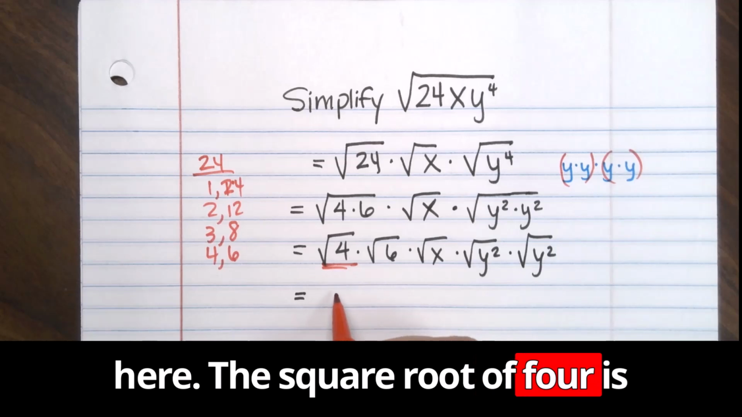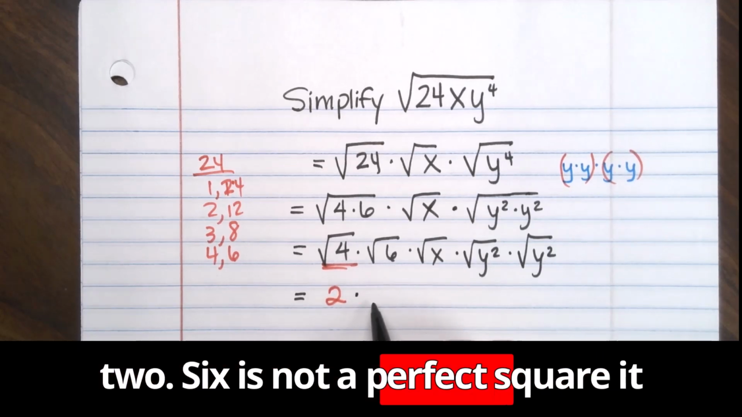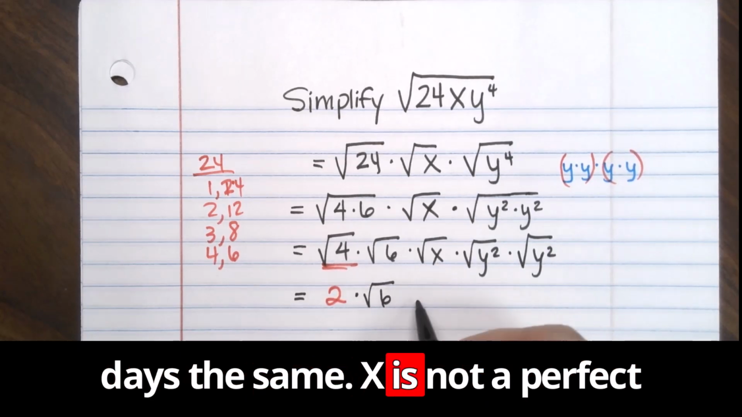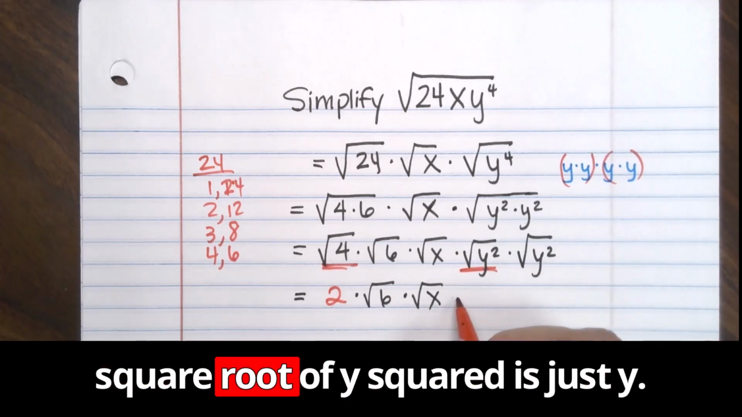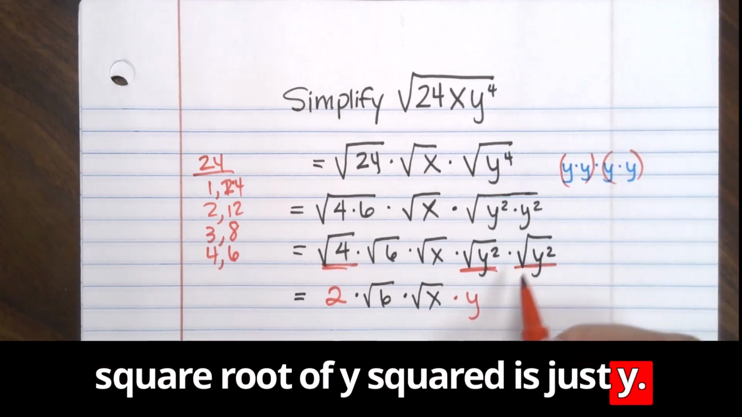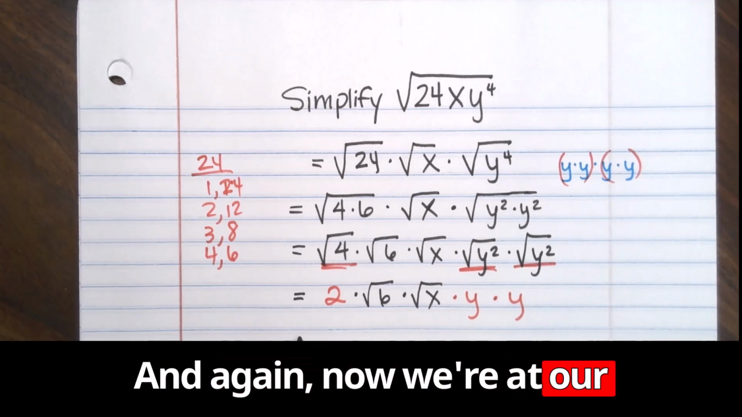This square root of 4 is 2. 6 is not a perfect square. It stays the same. X is not a perfect square. It stays the same. The square root of y squared is just y. And again, now we're at our answer.